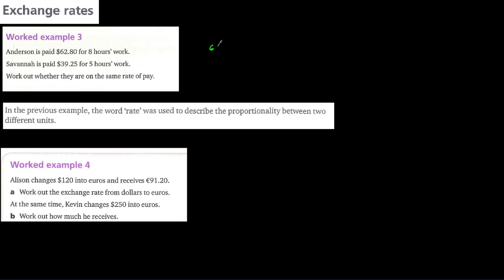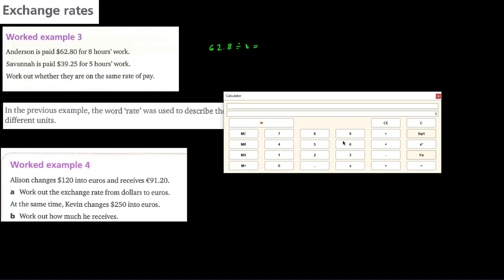So for 1 hour, if Anderson gets 62.80 for 8 hours, it means that we are going to divide by 8. 62.80 divided by 8 is equal to 7.85, which means for 1 hour he is getting $7.85. So this is the ratio, or this is the rate.